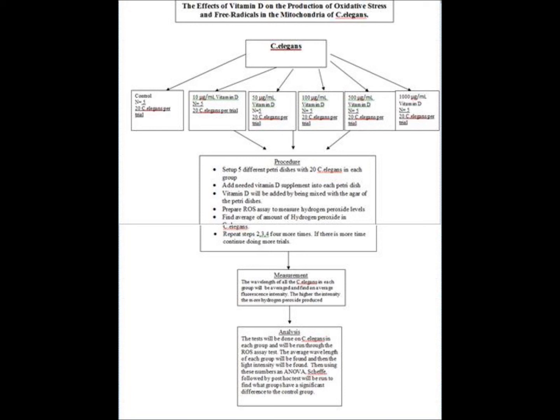To measure the amount of hydrogen peroxide each C. elegans produces, the Amplex red hydrogen peroxide assay shall be used. Once prepared, the C. elegans will emit a fluorescent light, which light wavelength will be measured in nanometers by a spectrophotometer. The C. elegans in each group will be the same age. This will be accomplished using the age synchronization protocol.